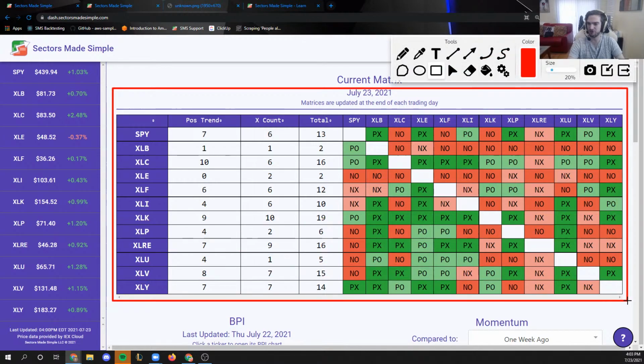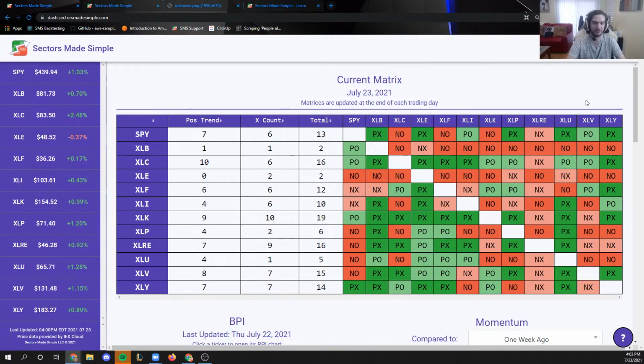This big section right here is what we call the relative strength matrix. This is a comparison between the S&P 500 and 11 different market sectors, where we look at all of them on the same matrix at the same time to find who is doing better than who in a point in time. So this is not comparing yesterday to today. This is only looking at today. This is like taking a picture of what the market looks like on Friday, July 23rd, 2021.